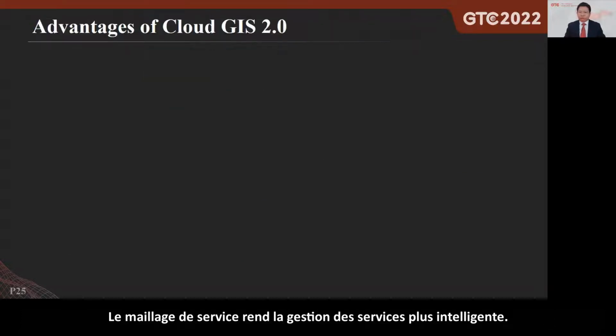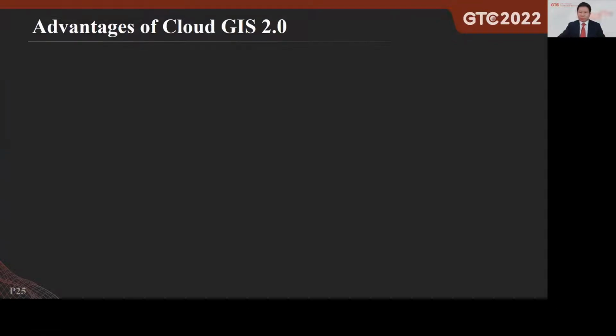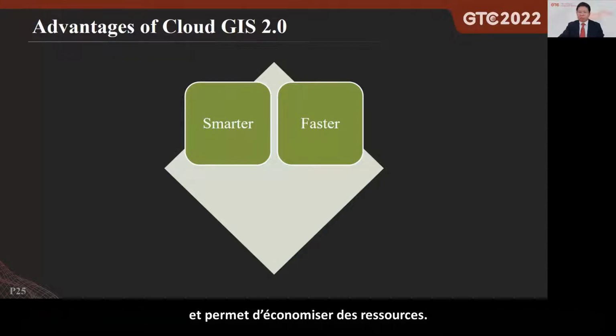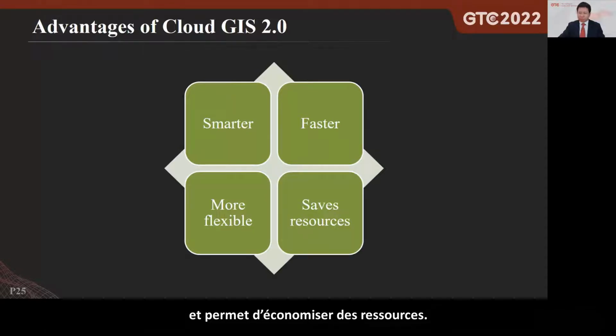Here are the advantages of CloudJS 2.0. Service mesh makes service management smarter. Serverless computing makes data processing faster and more flexible and helps save resources.